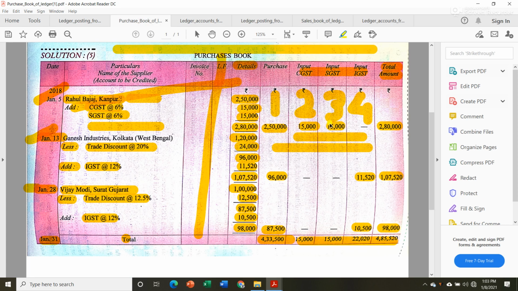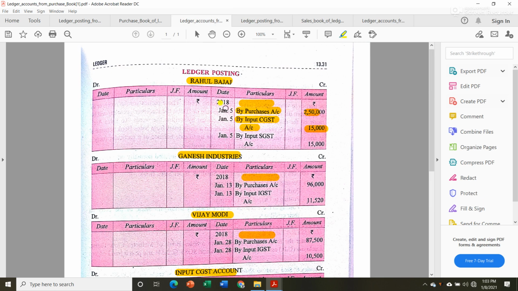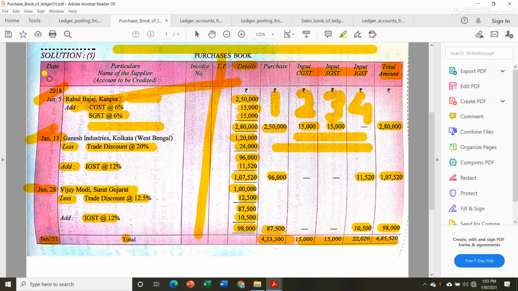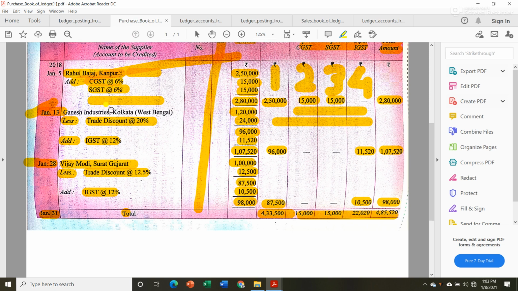Now see, next item that is appearing is in input SGST column and amount is 15,000. So we will write in here by input SGST account rupees 15,000. Date will be same, date means this January 5. Okay, now Rahul Bajaj's ledger account is completed. Now let us move into our next party.